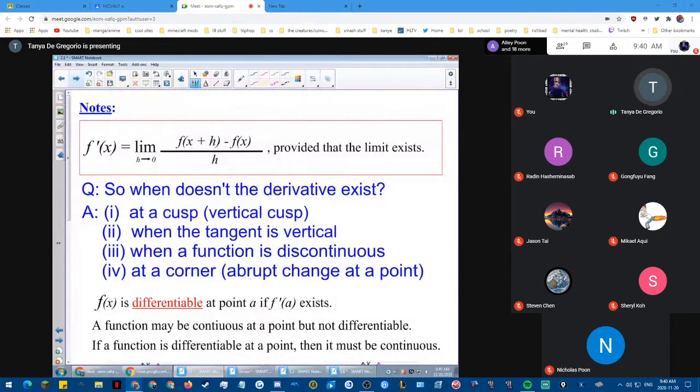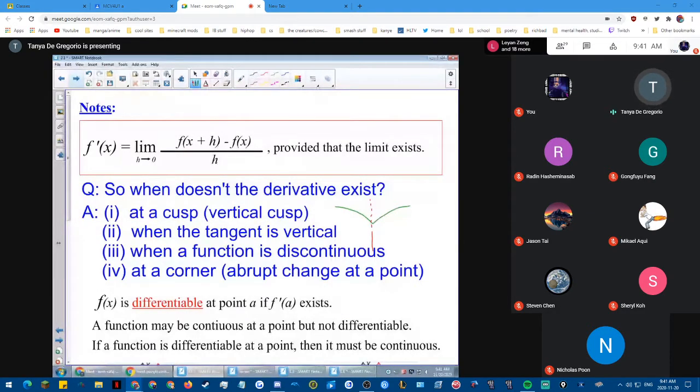Okay? So when doesn't the derivative exist? At a cusp. Do you guys remember what a cusp is? You learned it in MHS. Like this. It comes to a point. You see how it comes to a point? The derivative is undefined at that point. The reason for that is because, think about it logically, if I needed to find the slope of the tangent there, what would my tangent be? It would be a vertical line.